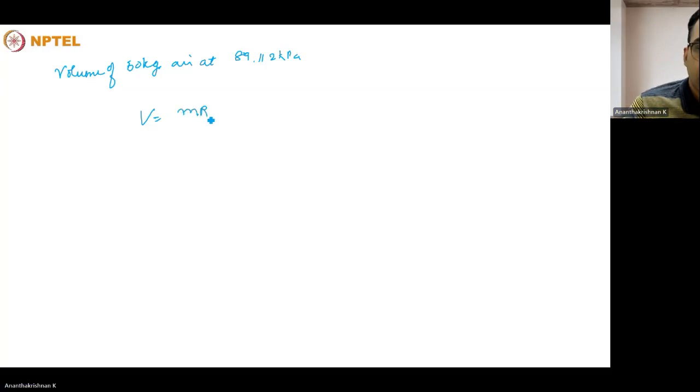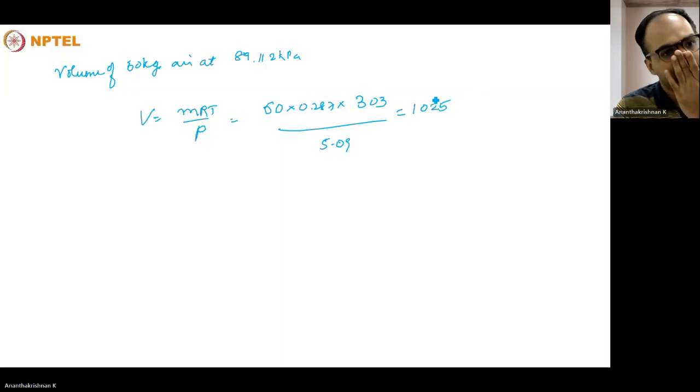Volume will be equal to MRT divided by pressure. So M will be equal to 60, R will be 0.287 kilojoule per kilogram Kelvin, and the temperature will be 303 Kelvin, divided by 5.09, which is the pressure in terms of kilopascal. So this will be kilojoule and this will be kilopascal, so they cancel each other. So it will be equal to 1025.1 meter cube per hour.